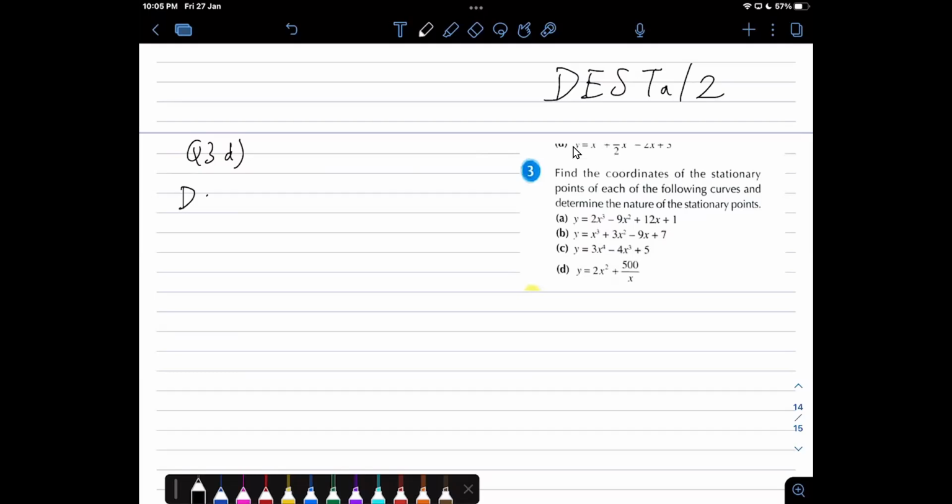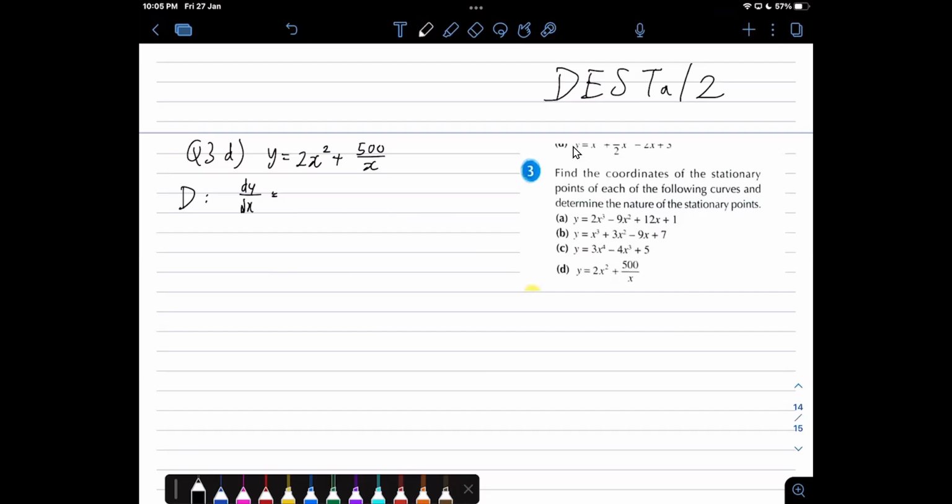Okay, D. Wait, before that, step 0, what is it? Step 1 is dy by dx. No, I don't want that. I want step 0. y equals, copy the question, copy the equation at the top first. Very important habit you should build, so you won't get confused. Carry on, differentiate. I'm just gonna go faster.